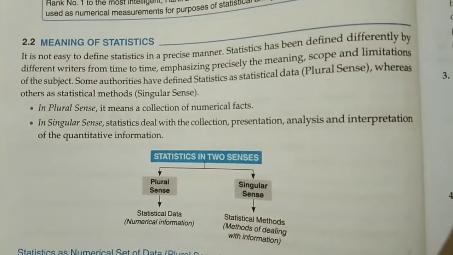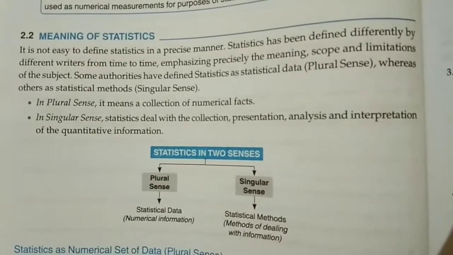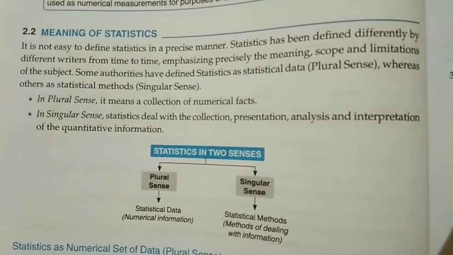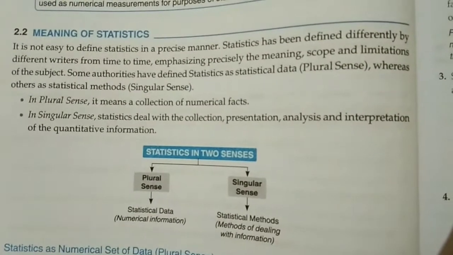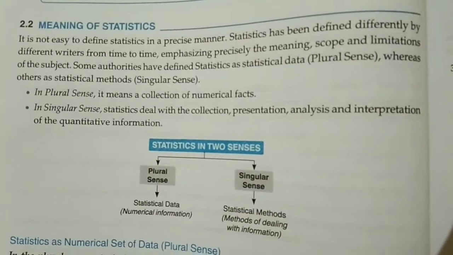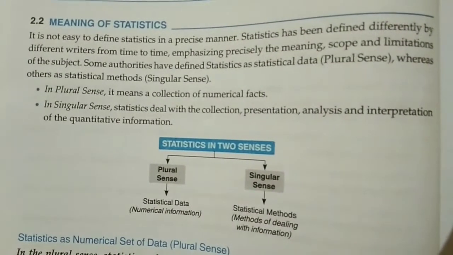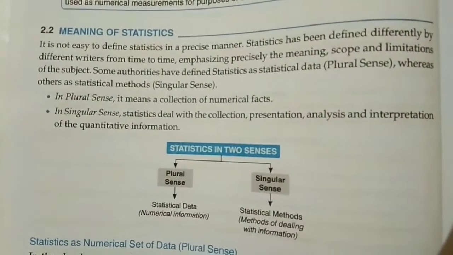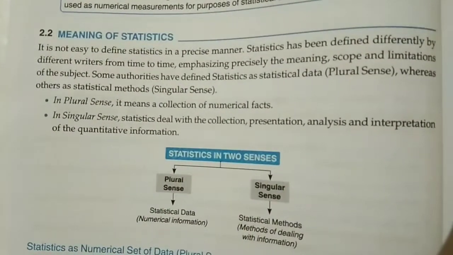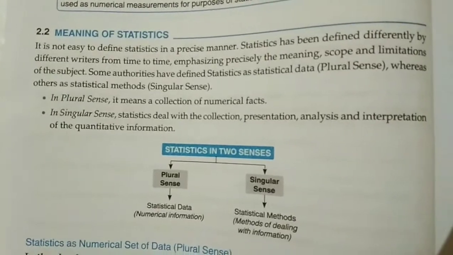It is not easy to define statistics in a precise manner. That means precise means short. We cannot define statistics in a very short or easy way. Statistics have been defined differently by different writers from time to time. That means the meaning of statistics has been changing from time to time, and it has been defined by different writers as per their convenience, emphasizing precisely the meaning, scope, and limitation of the subject.